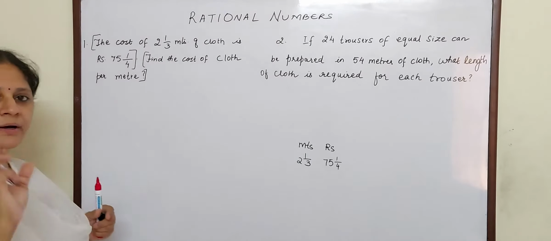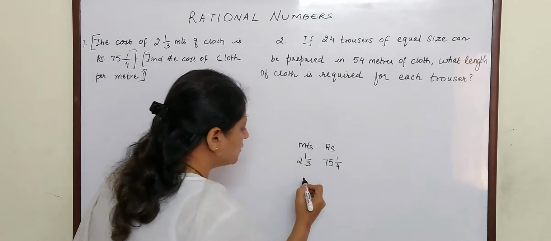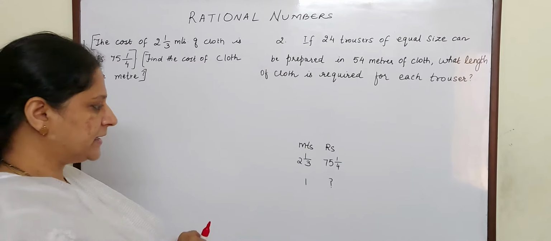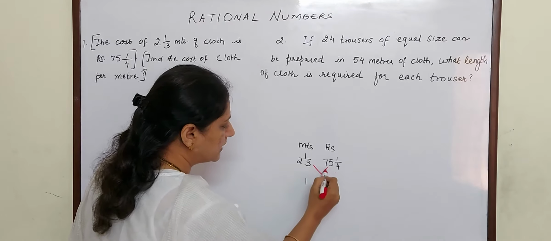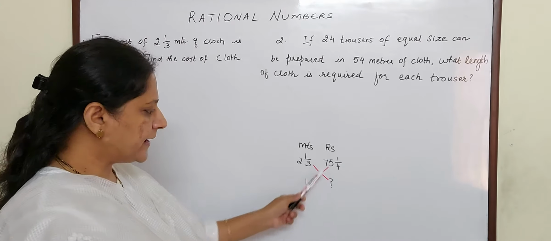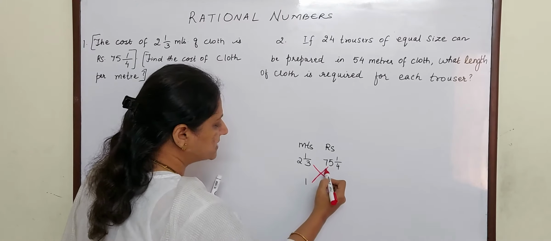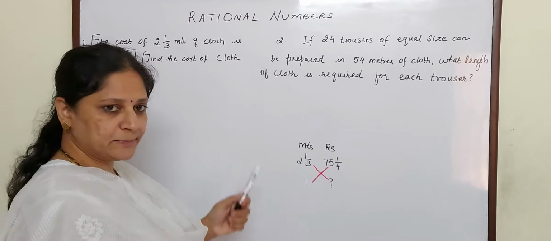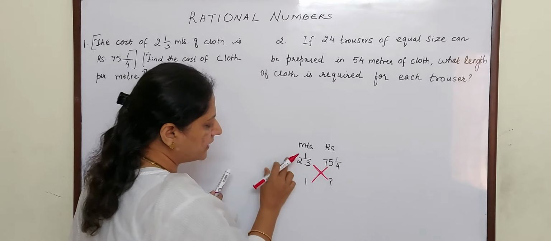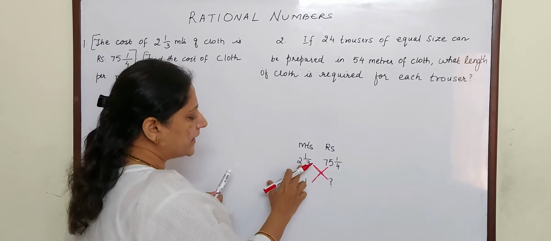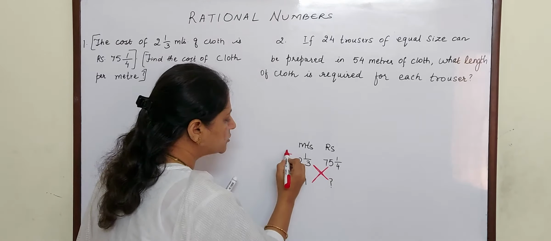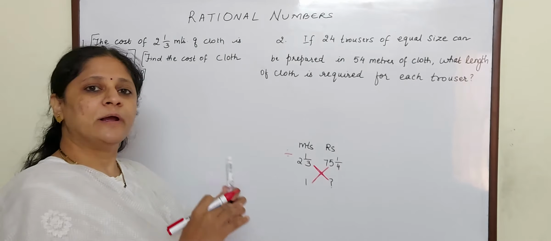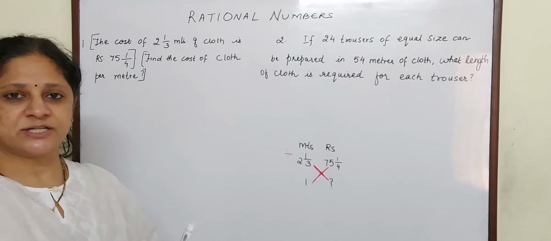Cost of cloth per meter. Per meter means 1 meter. So what is the cost of cloth per meter? Now we will do cross multiplication, means we will draw like this two lines. Okay, so now there are two diagonals. Now here the diagonal which is having two numbers, that is 1 and 75 1/4, has to be multiplied, and the diagonal which is having one number, because here there is no number, that has to be divided.